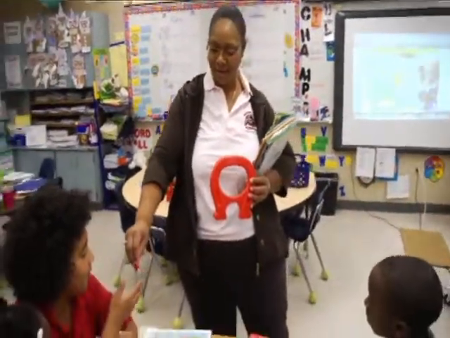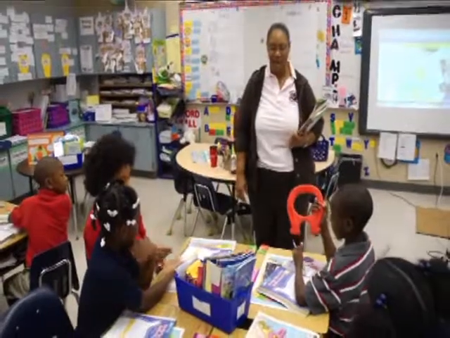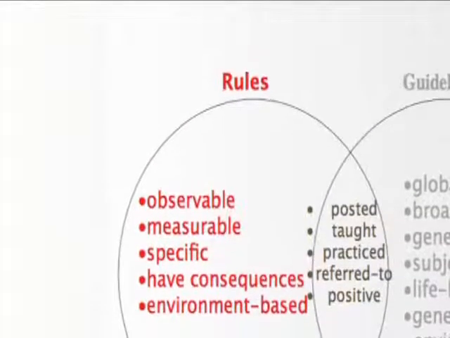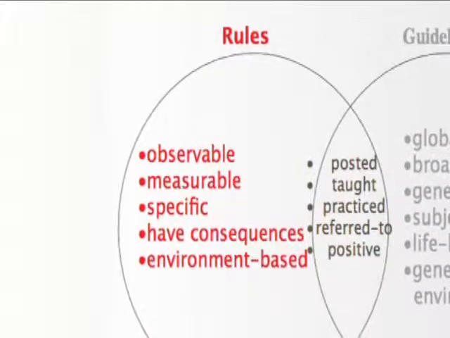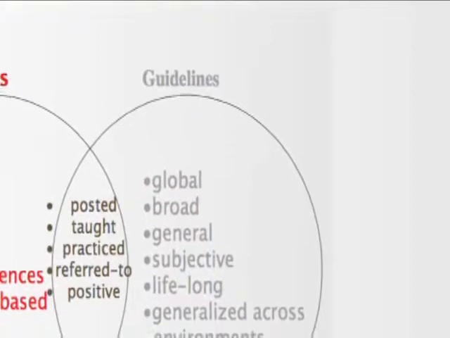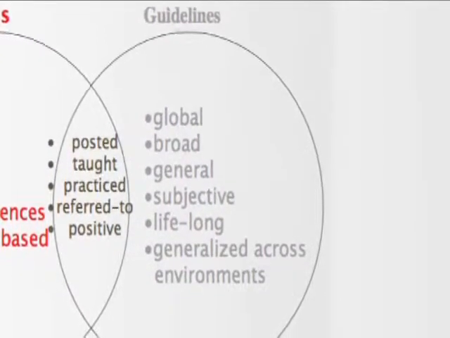Welcome! Today we're talking about the CHAMPS Classroom Management Strategies for Guidelines, grades K through 5. You can see by this chart that rules and guidelines share some of the same characteristics, but they are also very different. Rules are specific behavior statements that all students are expected to follow. Guidelines go above and beyond as general positive statements about attitudes, traits, and behaviors.